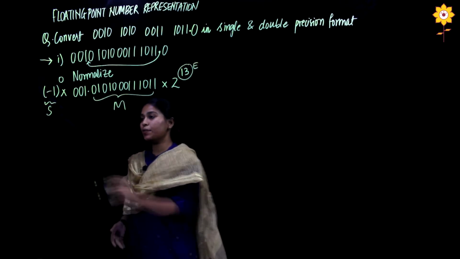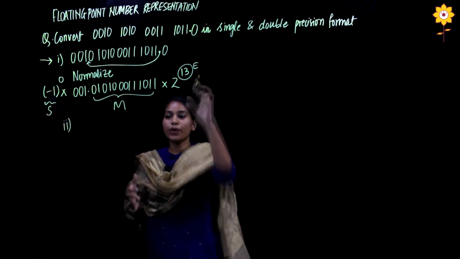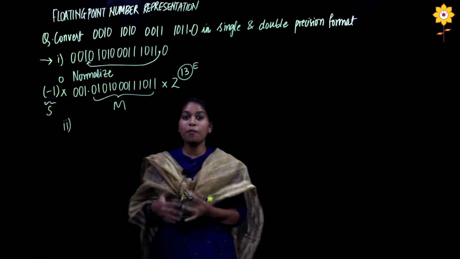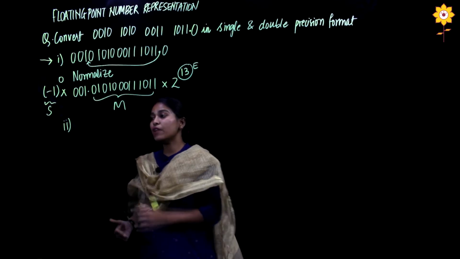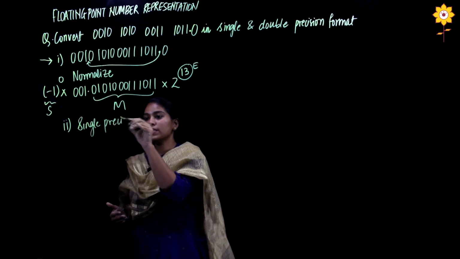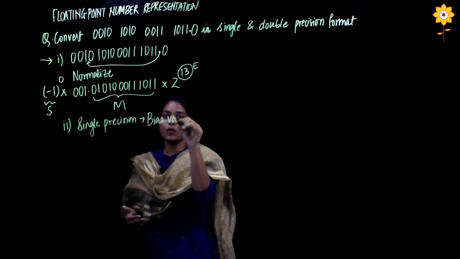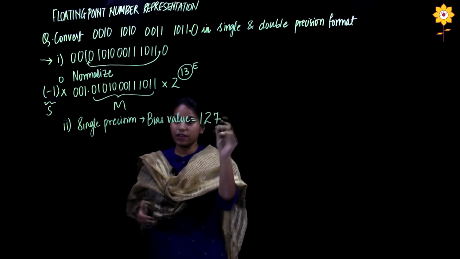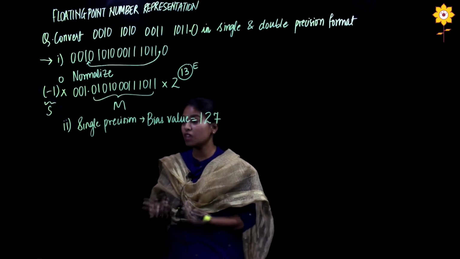Now what is our next step? Next step is that we have to add our exponent and make it a biased exponent. Now how are we going to make it a biased exponent? We'll add a bias value to it. Now when we are solving for single precision format, what is the bias value? Bias value is equal to 127. This is fixed, right, for 32-bit format or for single precision. It's one and the same thing.